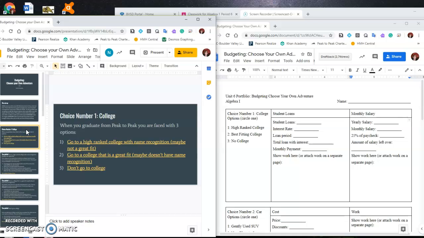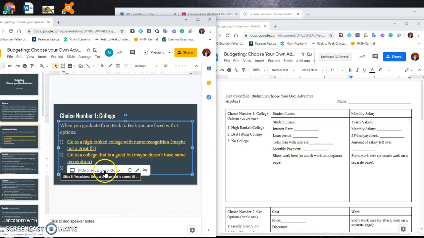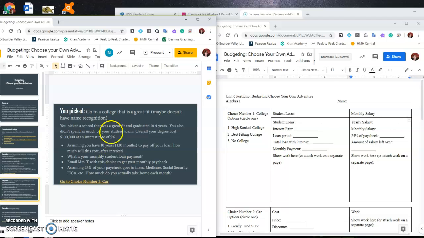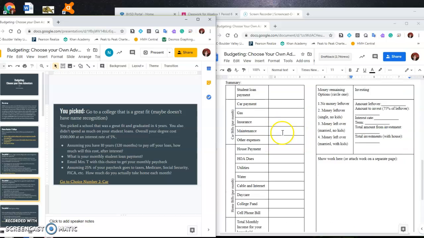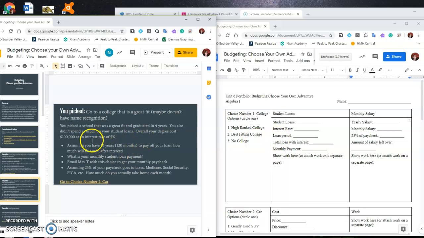So you have your first choice. Your first choice here is college. You can go to a high-ranked college with name recognition, a college that's a great fit, or you don't go to college. So then you can click on one of these links for the college that you chose. So say that we go to a great fit. Here, it's going to tell you some information that you're going to copy into here and also into this information here. So there's not a whole lot that you have to do on this slide.